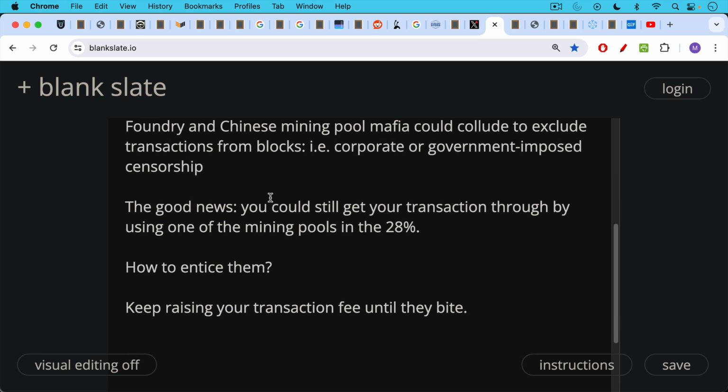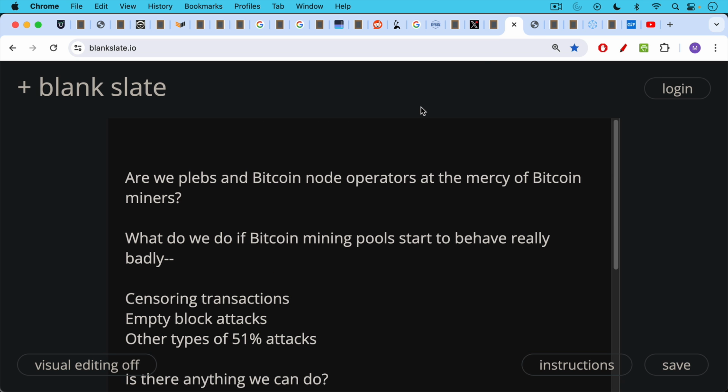And how would you entice them? Basically, you would just keep raising your transaction fee. And if the Chinese mining pool mafia and Foundry decided they did not like that juicy transaction fee, maybe someone in the 28% would pick it up and include that transaction in a block. So the Bitcoin network is still quite robust, but this is definitely a disturbing trend and something we need to keep our eye on.